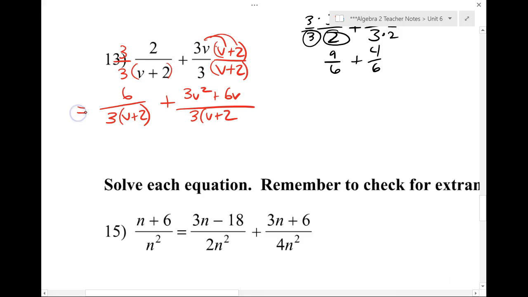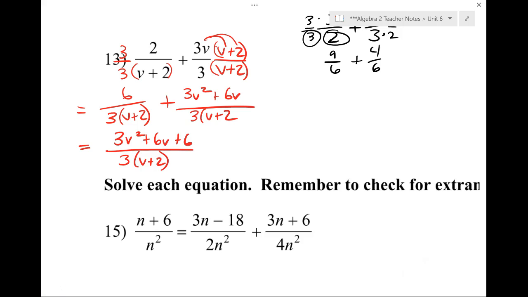Now we can add, let's just leave it that way. Now we can add the numerator. So now 6 plus 3v squared plus 6v is just 3v squared plus 6v plus 6. And I put it in standard form from the highest degree to the least. Now we have 3 plus v, 3 times v plus 2.